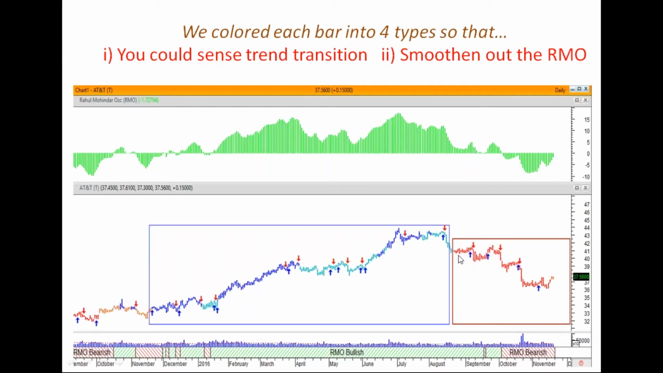That's what I call adaptiveness. So sometimes the actual super filter colors are faster than the RMO, and sometimes they would be slower. For example, right here, the RMO was quick to give you a sell, but the colors slowed down and said, no, no, no, stay blue, stay bullish, don't get into a sell. So that's the adaptiveness that I'm talking about, the ability to stay slow here and the ability to speed up here. So that's the really nice thing.